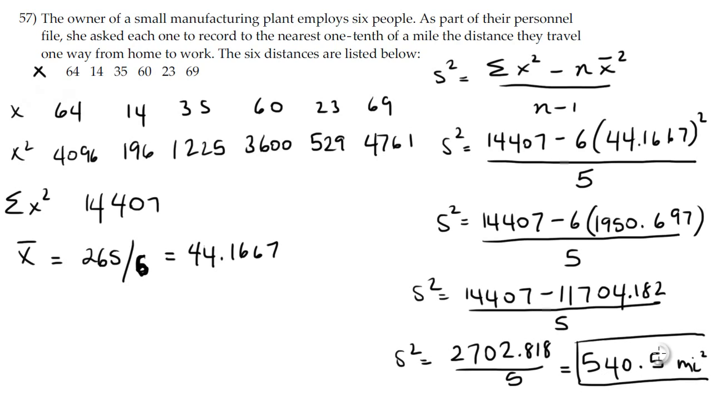And I should have rounded better. That should be 540.6. Because I have 540.56, so I should round up to 540.6. There we go. My apologies.